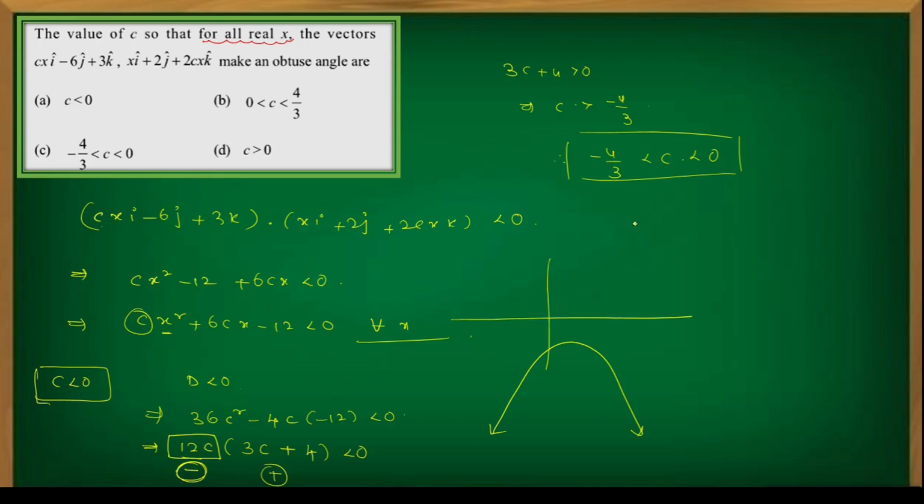So what is the condition? Keep in mind, if A bar dot B bar is positive, the angle between A bar, B bar is acute. If A bar dot B bar is negative, then the angle between A bar, B bar is obtuse.